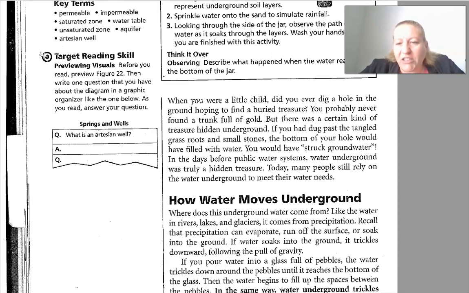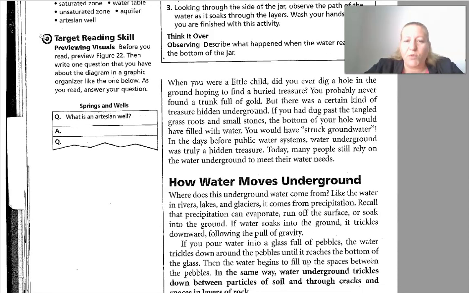When you were a little child, did you ever dig a hole in the ground hoping to find buried treasure? You probably never found a trunk full of gold, but there was a certain kind of treasure hidden underground. If you had dug past the tangled grass roots and small stones, the bottom of your hole would have filled with water. You would have struck groundwater. In the days before public water systems, water underground was truly a hidden treasure. Today, many people still rely on the water underground to meet their water needs.